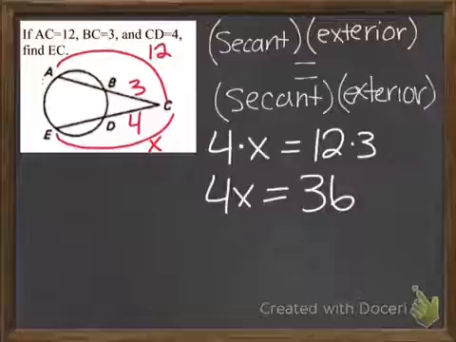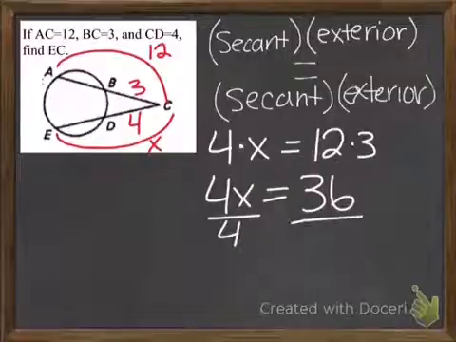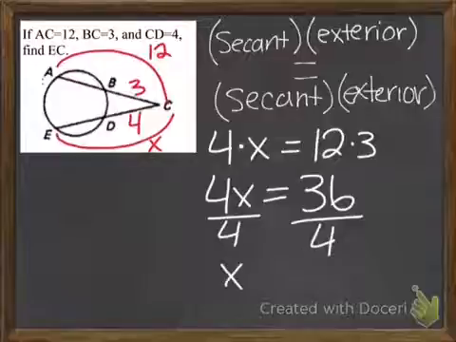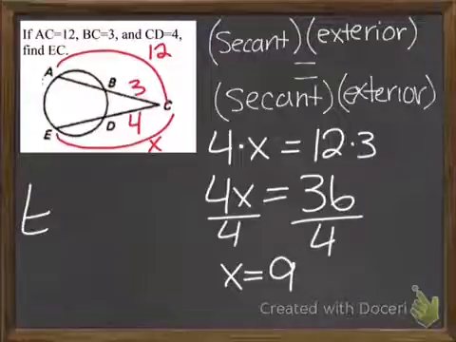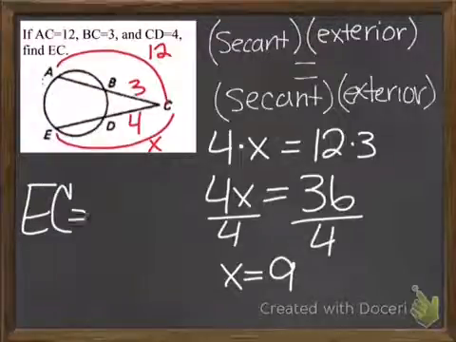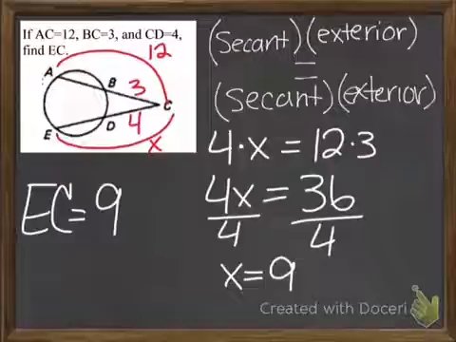And then after you get that, you basically just divide. So you're going to divide both sides by 4. And then you're going to end up with x equals 9. So, EC equals, the whole secant will equal 9.